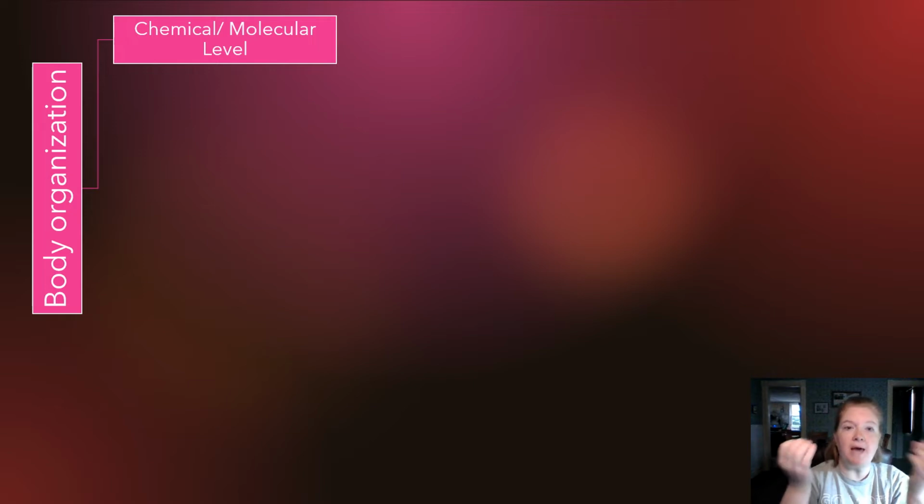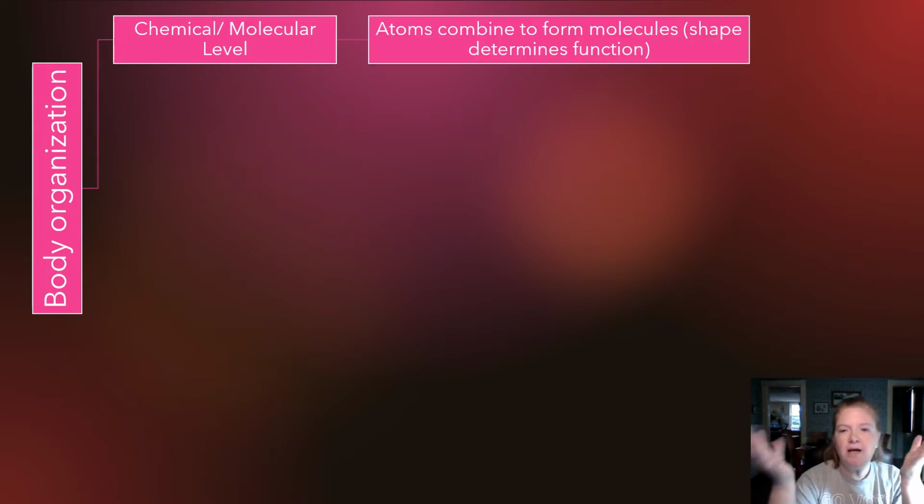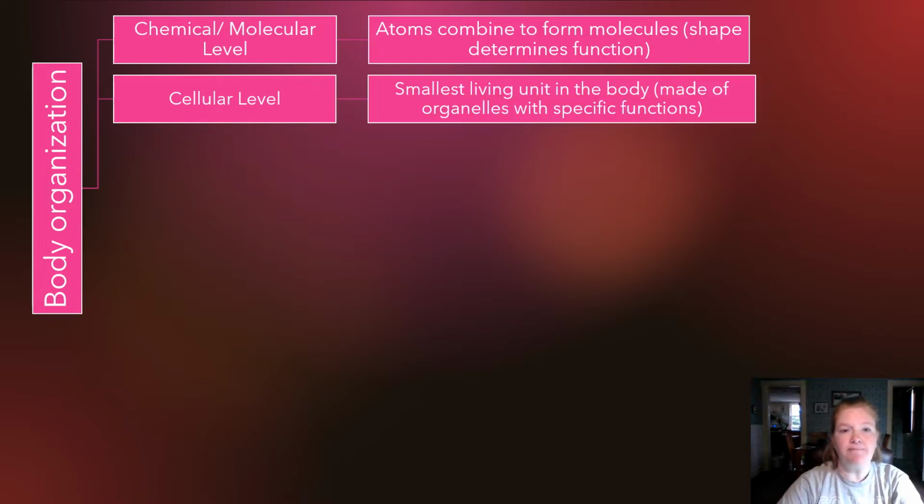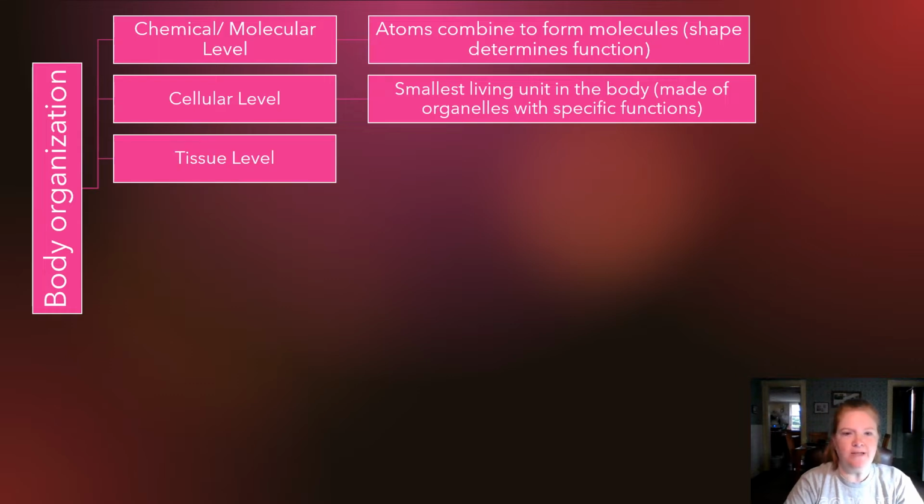So we're going to begin with chemical and molecular. So atoms combine to form molecules like water, like carbon dioxide, like glucose, and shape of molecules helps determine their function. The cellular level, next largest. But cells are the smallest living unit in the body, so the smallest unit of life, and cells are made of organelles that have specific functions. In anatomy, we're not going to focus so much on the specific organelles, but we may in certain units.